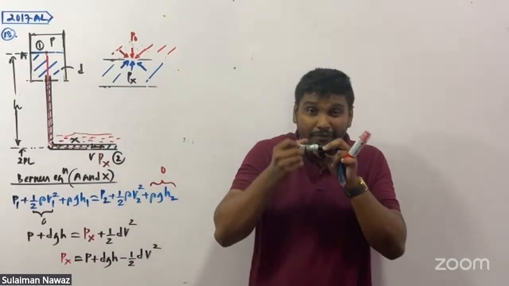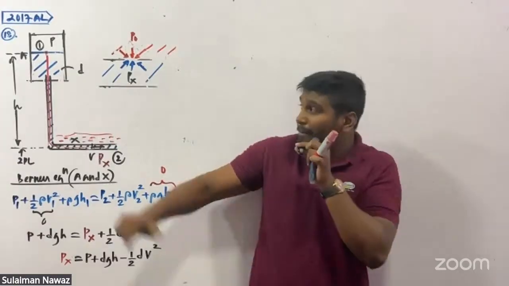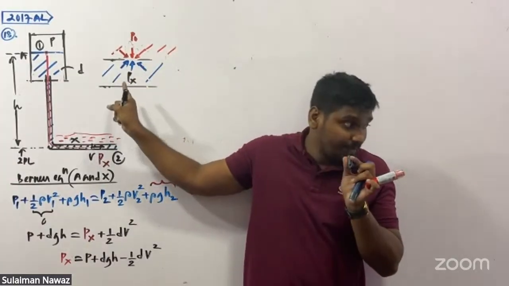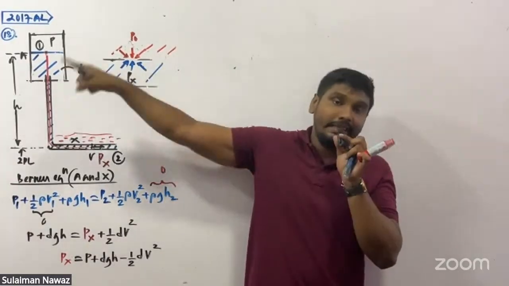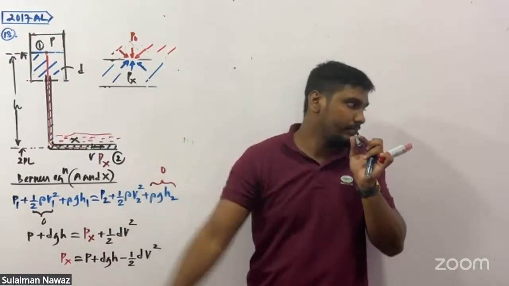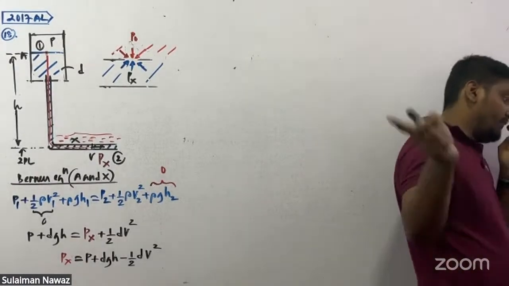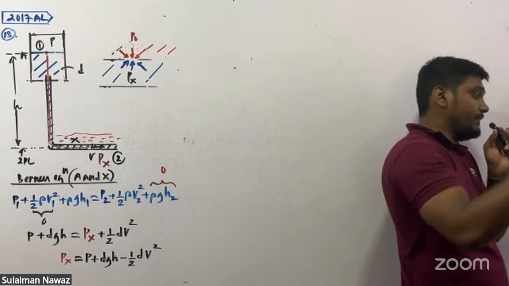If you want to avoid muddy water flowing into the tube, the requirement is that the pressure at point capital X must be greater than the pressure produced by the muddy water, P0. The requirement, am I correct? What are they telling in the question? They are telling the condition for the muddy water to seep into the pipe.